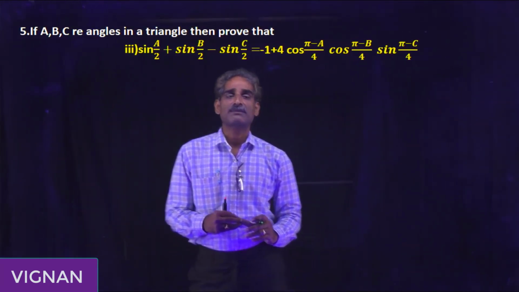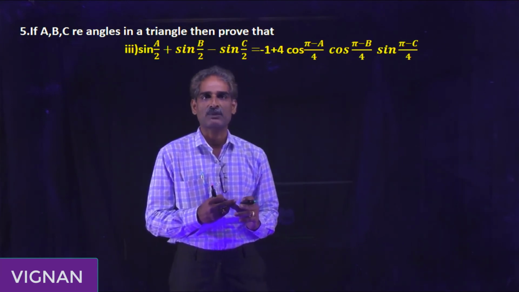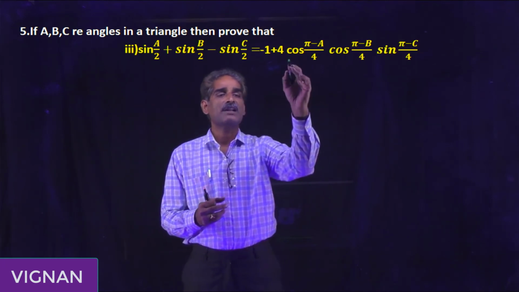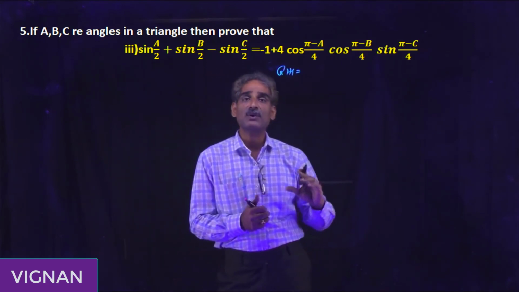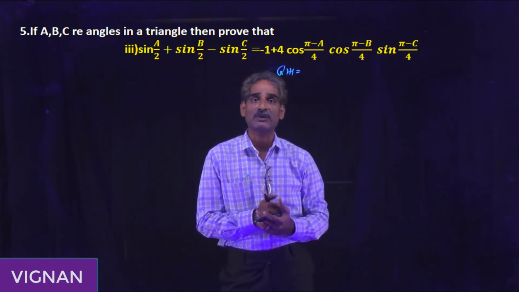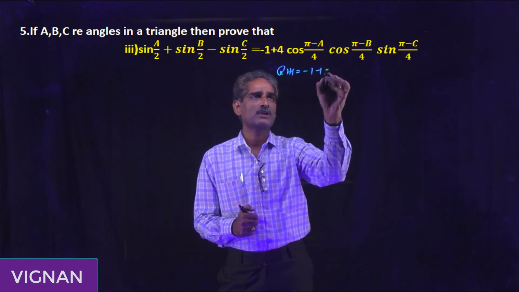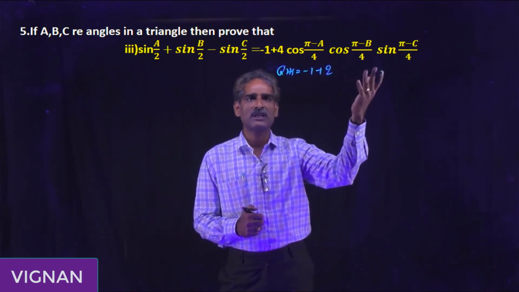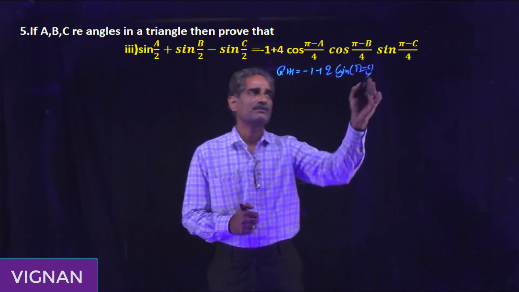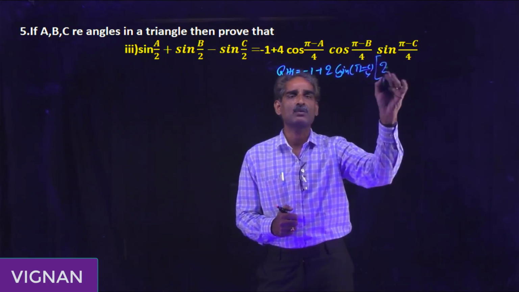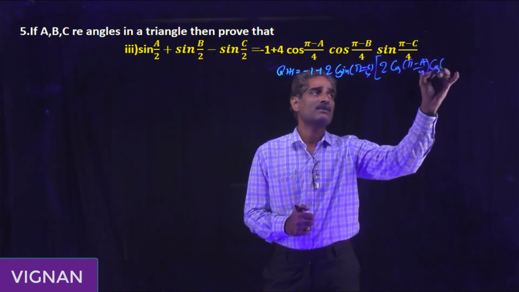Right, see this one. This is also the same model problem, very important from the exam point of view, for 7 marks. Okay, so now here take the RHS and apply the formula for 2 cos A cos B. But there are 3 terms, and we have the formula for 2 terms. So select 2 out of 3. So here you can write minus 1 plus 2 into, separate one of the 3 terms. So sin of (pi minus c) by 4 is there. So separate this term. The remaining terms are in the form of 2 cos A cos B: 2 cos of (pi minus a) by 4 into cos of (pi minus b) by 4.